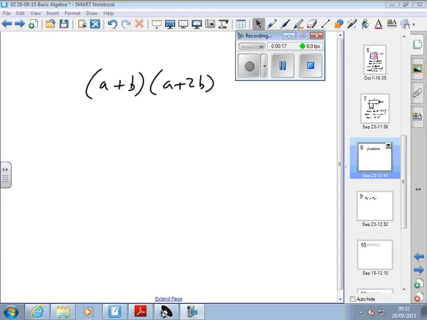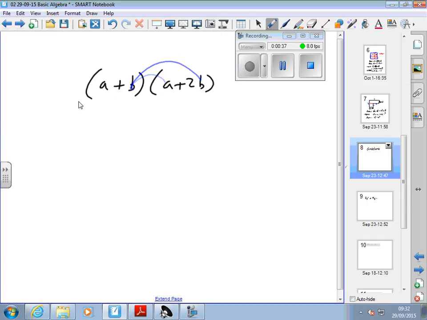So here is a problem where you're asked to expand out these two and then try and simplify by looking for like terms. So I'll multiply everything in this bracket by everything in that bracket. So I'm going to have 1, 2, 3, 4 terms, and then I'm going to try and simplify them.